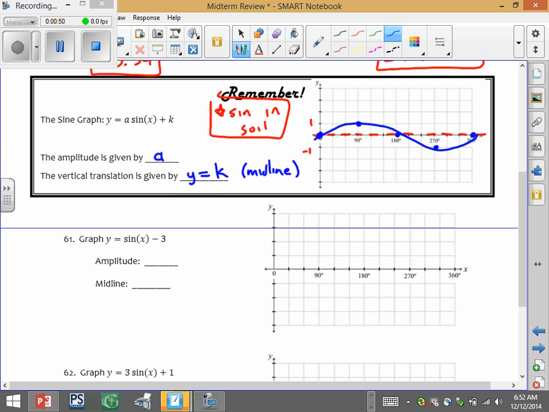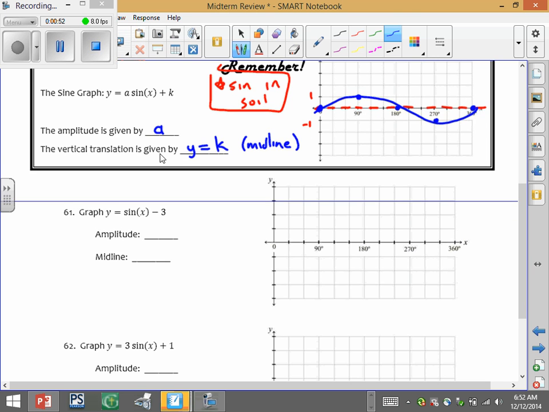So let's say that we wanted to do the graph of y equals sine of x minus 3. Well, the amplitude here, the a, there's no a in front of this, which technically means the amplitude is 1, right? It's understood that 1 is in front of there, and the midline is y equals negative 3. So let's draw in our midline of negative 3. And then remember, sine will start right on the midline. Then we go up 1, since that's the amplitude, back to the midline, drop 1, and then back to the midline. Connect it with a curve. Don't make these straight lines, please.